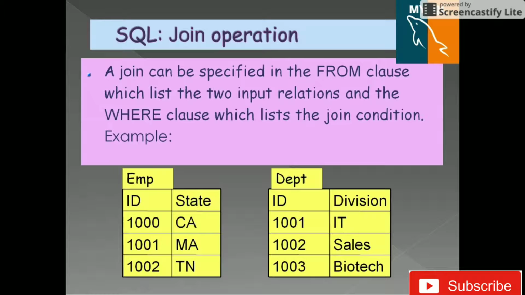The join statement. The join command can be specified in the from clause, which lists the two input relations, and the where clause will list the join condition. For example, these are the two tables. The ID state has the column and ID division is the column name, and both tables consist of 3 rows. If we want to perform a certain operation, for example, select state name where division is equal to IT, how can we select? We can perform this operation using the join command.